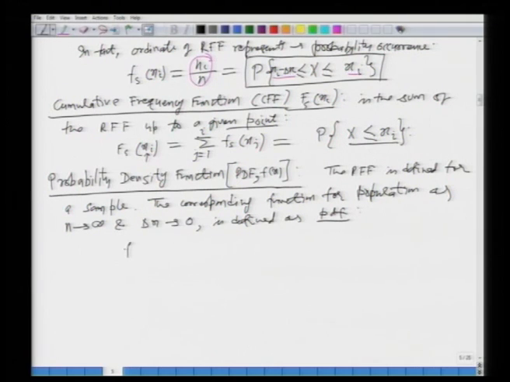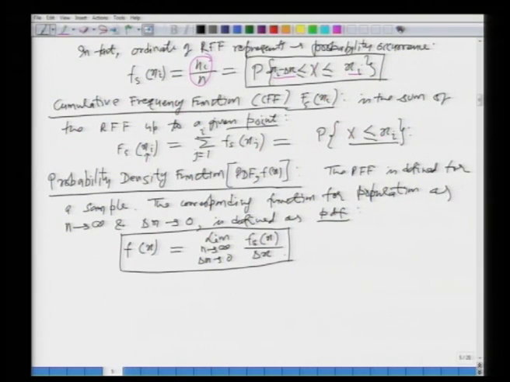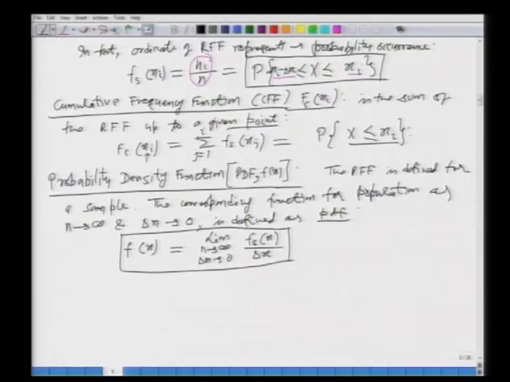Okay. Mathematically, we say your f of x, or the probability density function, is nothing but, under the limits as n tends to infinity and delta x tends to 0, of what? Your f_s of xi or x divided by delta x. We are dividing by delta x and we are taking the limits. So, this is the definition of your PDF. Essentially what we are saying is that the RFF is for your sample and the PDF is for the population. Similar to that, we will define what is called a cumulative distribution function.